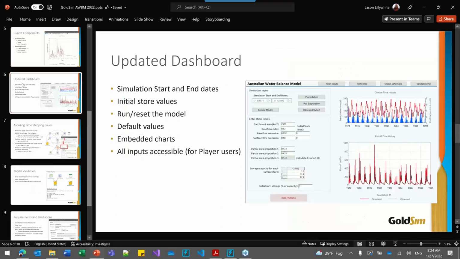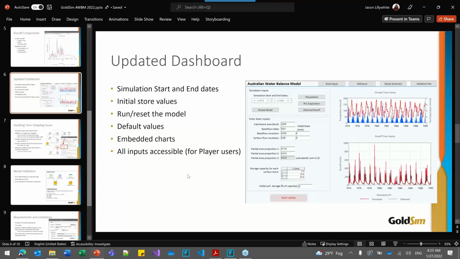Okay, let's talk about updates to the model. The updates that we've made in the last year or two have been mainly to add the features that we've been putting into GoldSim since then, mainly being that we can embed a time history chart. Well, you can now embed any result element in your dashboard, and that's what we've added here to our dashboard. So you can see the charts right in the dashboard embedded. You can double click on those charts to expand them.